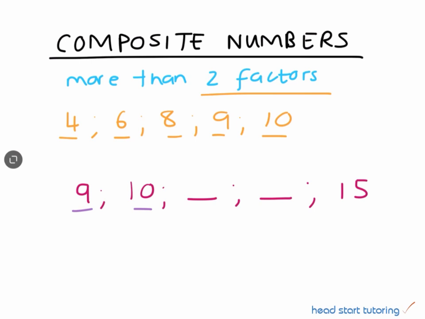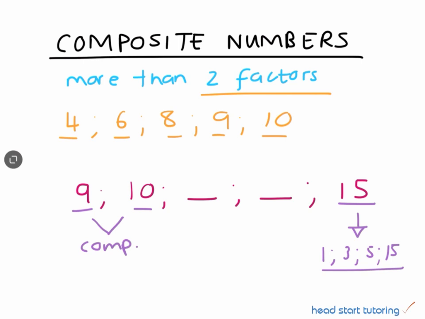We need to recognize that 9 and 10 are composite numbers because they have more than 2 factors. And because 9 and 10 are composite numbers, we need to see if 15 agrees with that. So does 15 have more than 2 factors? Yes, it does. It's got 1, 3, 5, and 15. So 15 is also a composite number.